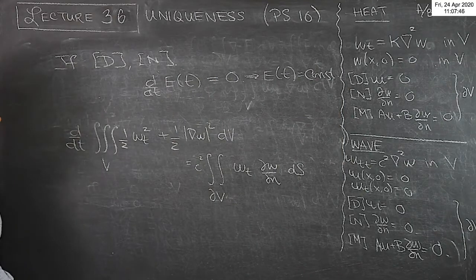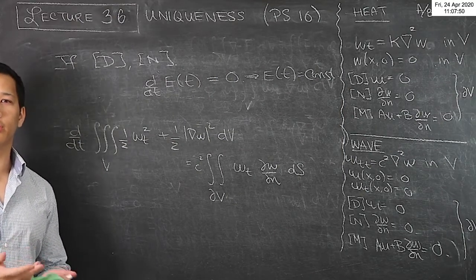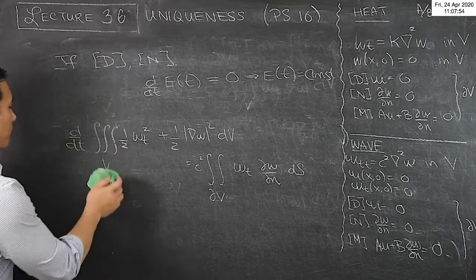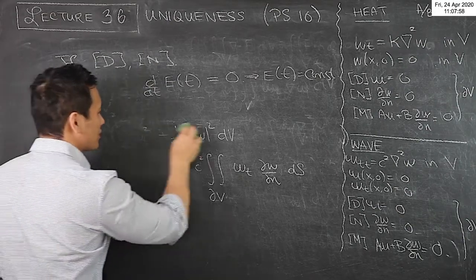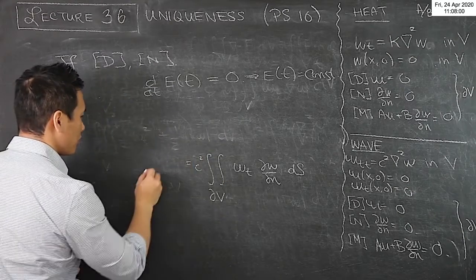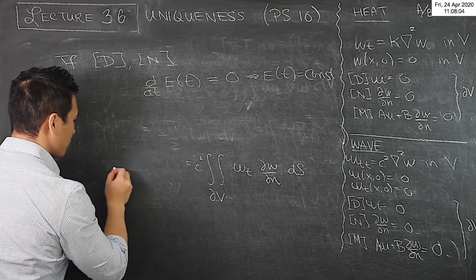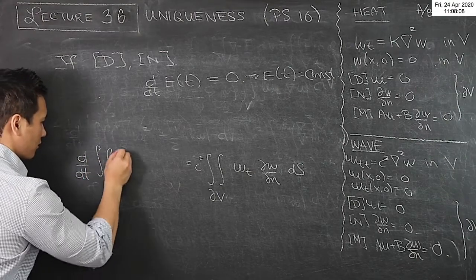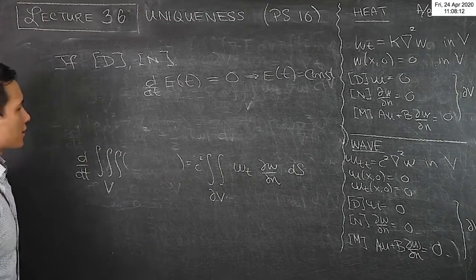Okay? If the energy is constant, then it has to be the same as its initial value, but the initial value of the energy is 0, so the energy has to be 0 for all time. I shouldn't have erased that, because I need it for the next step. I'll rewrite it here in a second.